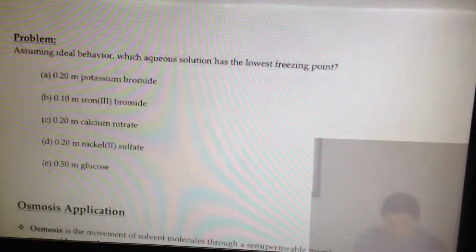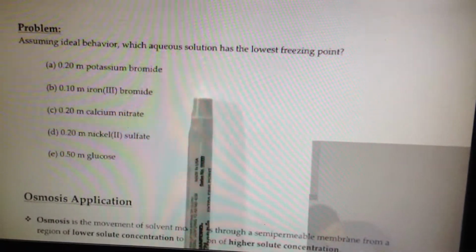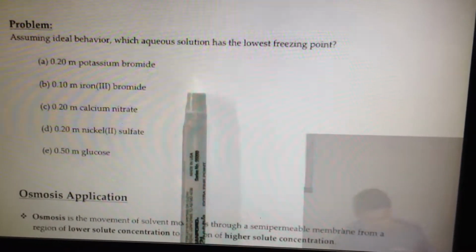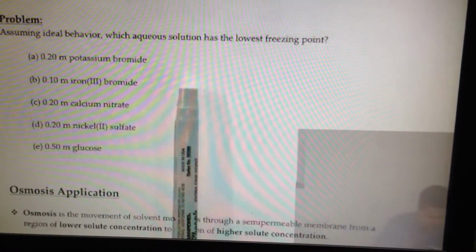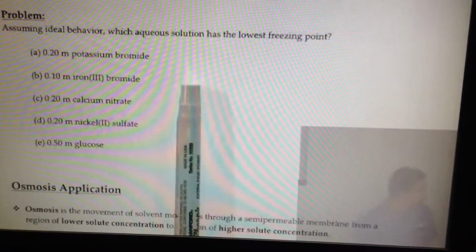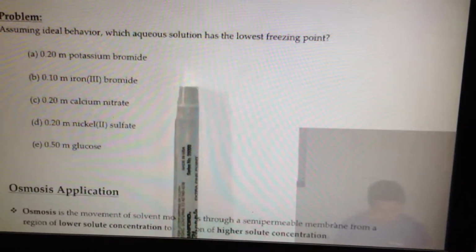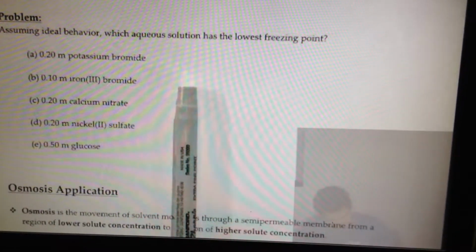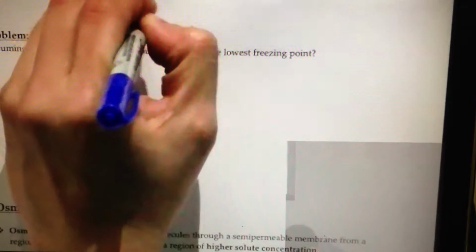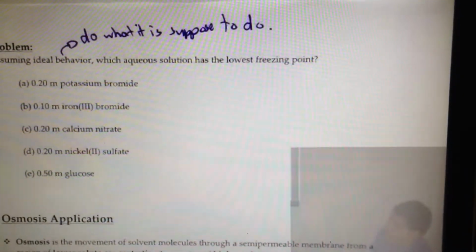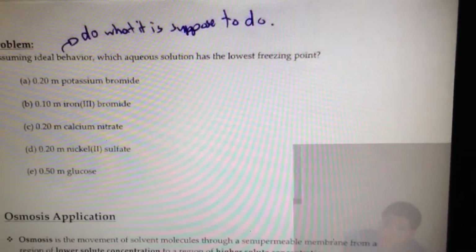All right. So here he goes. It says, assuming ideal behavior, which solution has the lowest freezing point? Okay, assuming ideal behavior. Now, what does the word ideal mean? I know some people might ask that as well. It's basically going to do what it is supposed to do. Okay? So ideal solution means it's going to do what it's supposed to do.